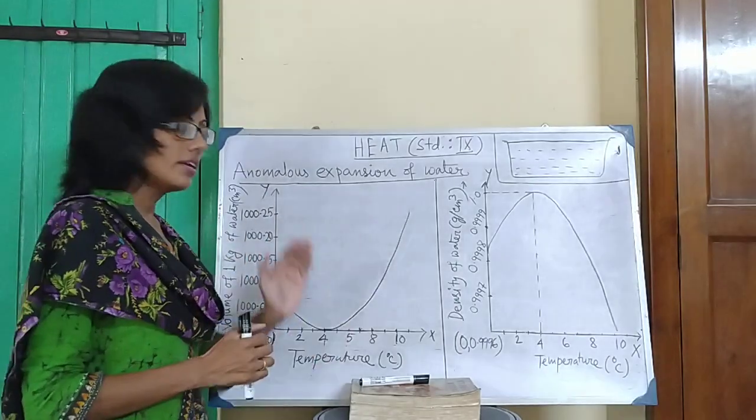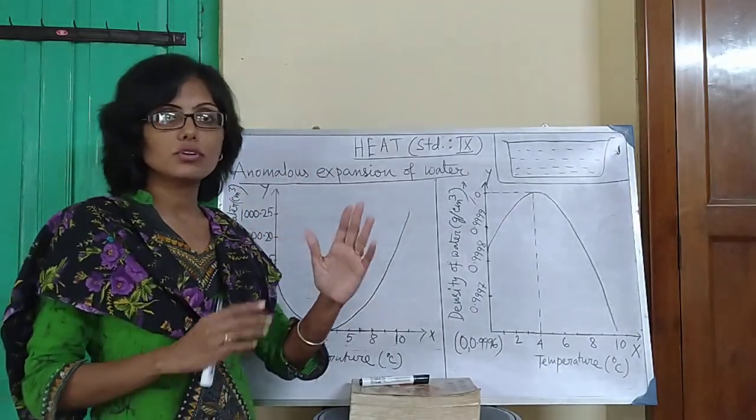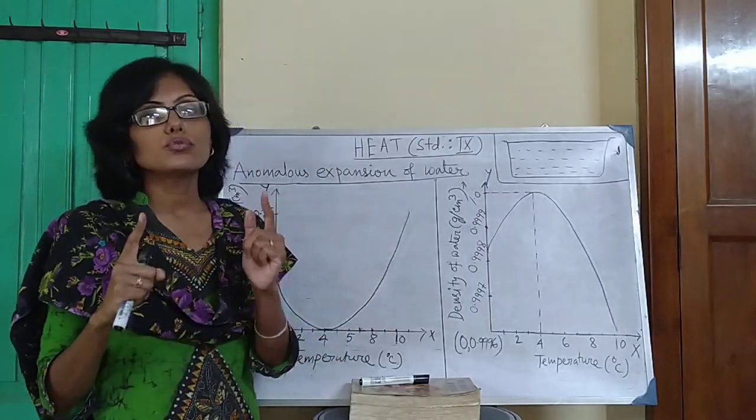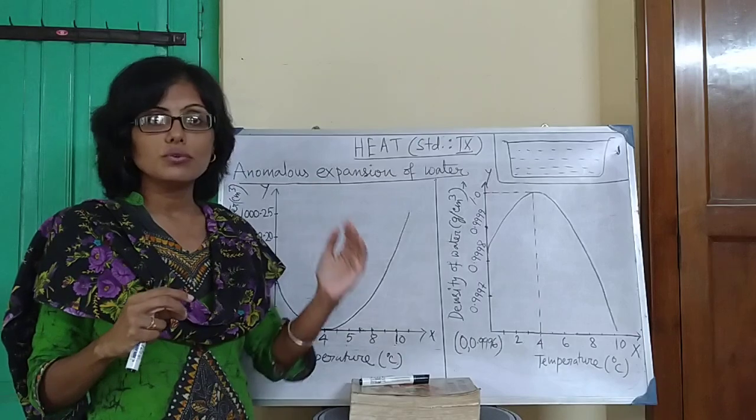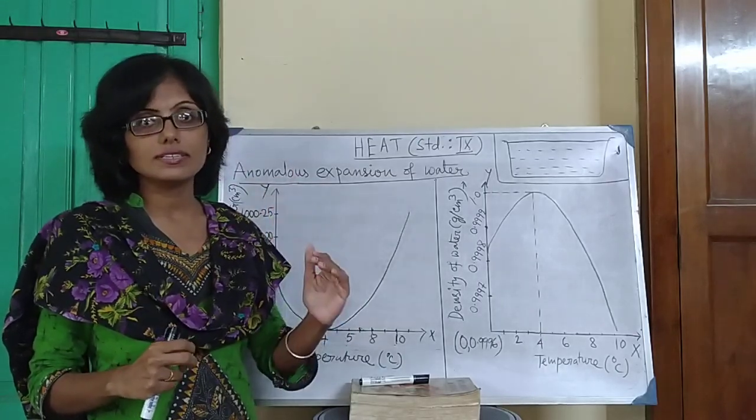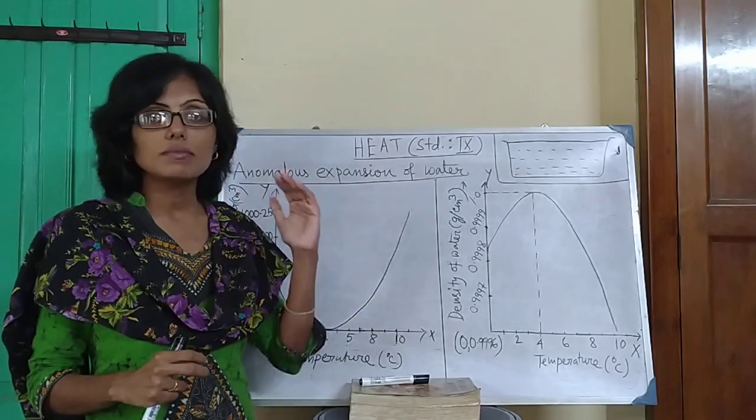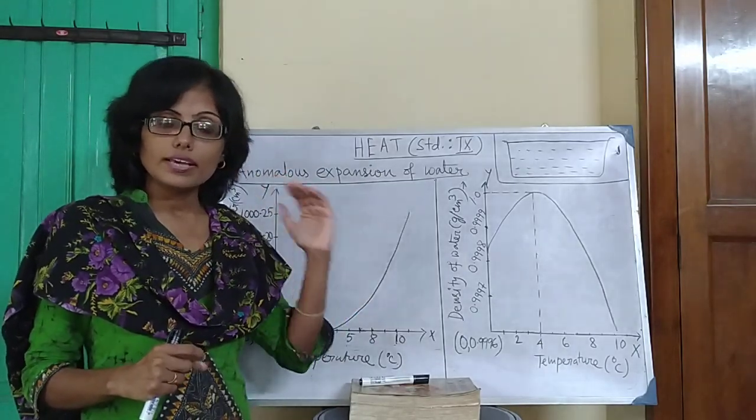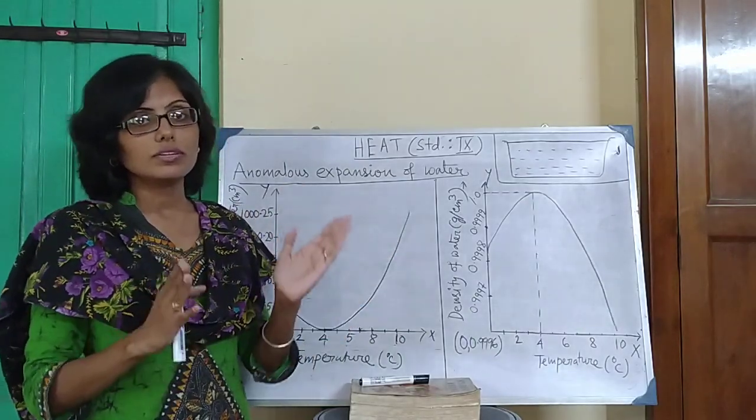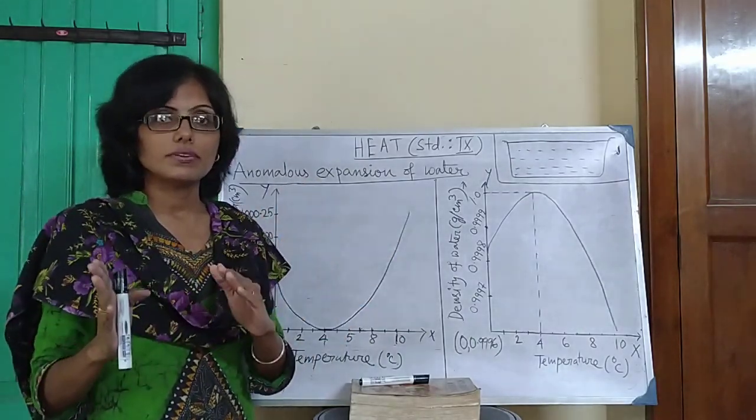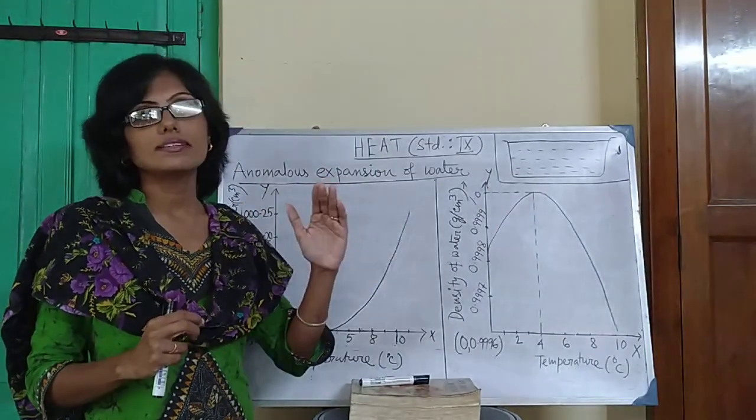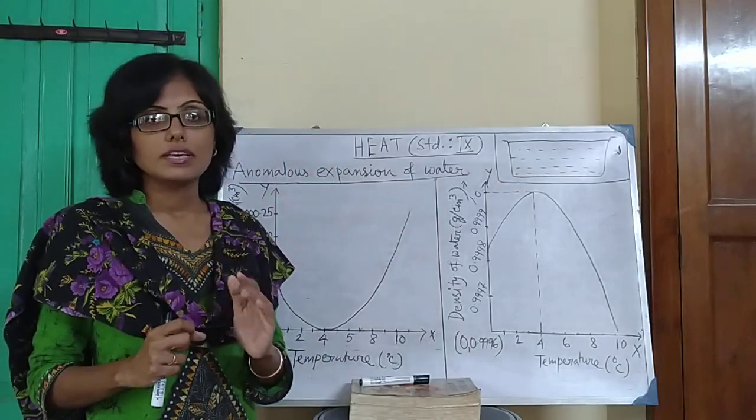If we increase the temperature of water from 0 degree centigrade to 4 degree centigrade, its volume decreases. When the temperature reaches 4 degree centigrade, its volume is minimum. If we again increase the temperature beyond 4 degree centigrade, water behaves like other liquid, means the volume of water increases like other liquid.